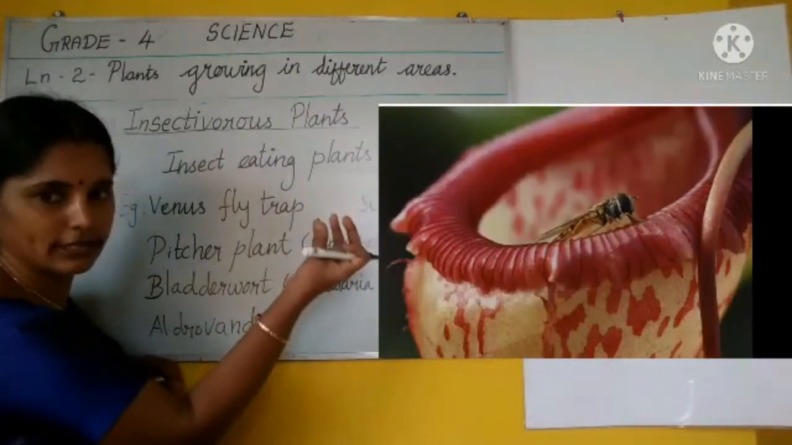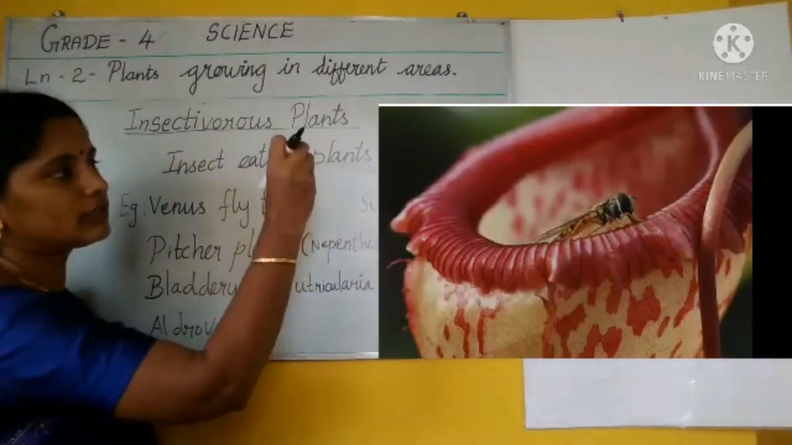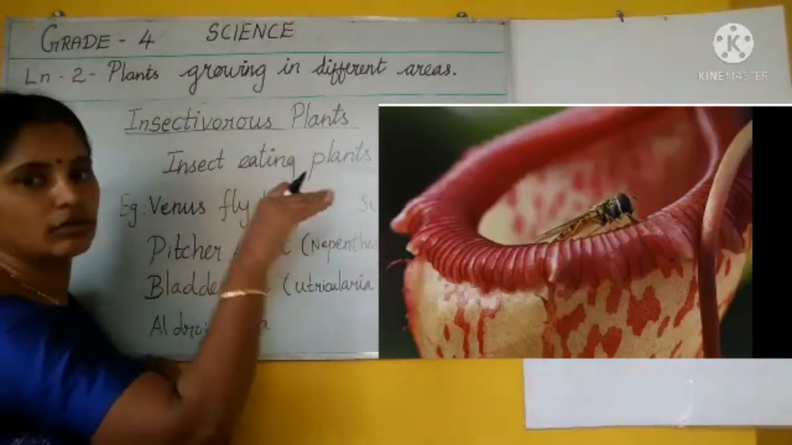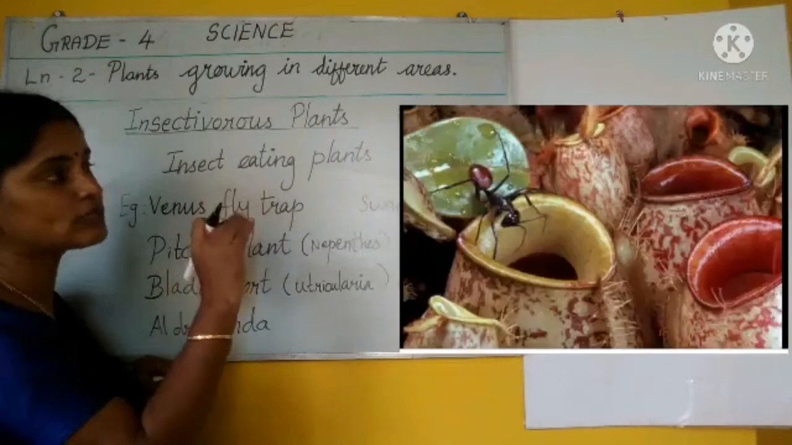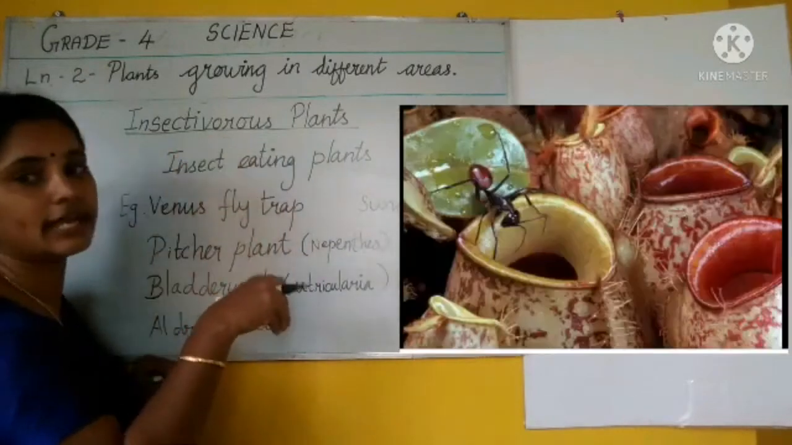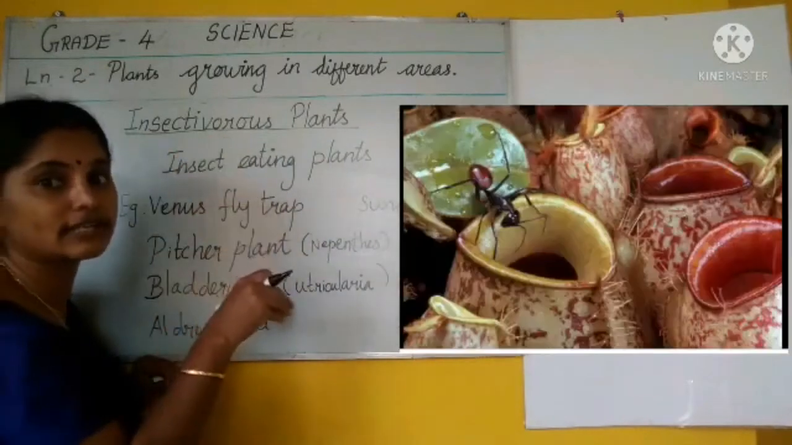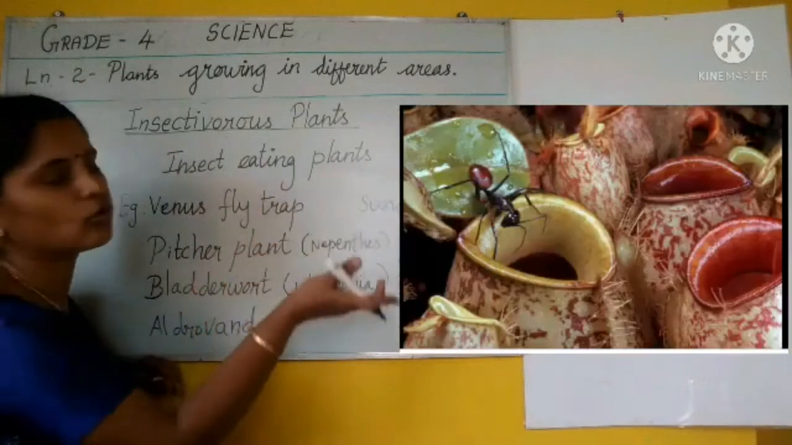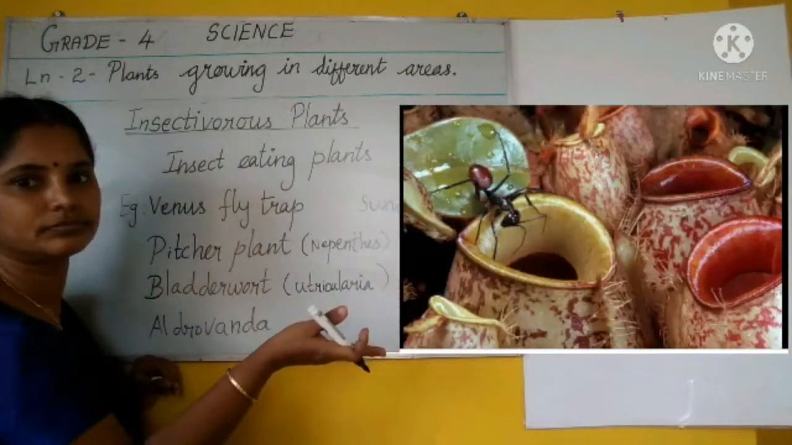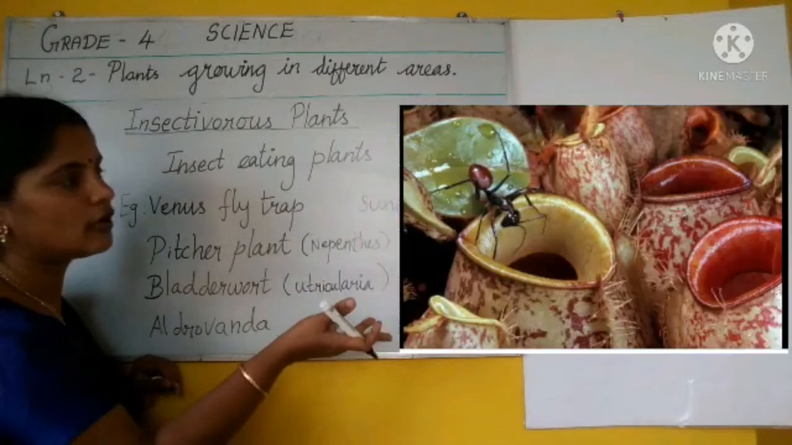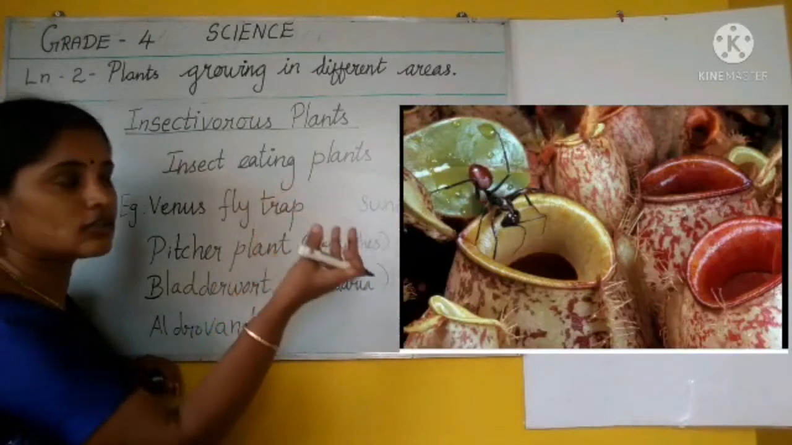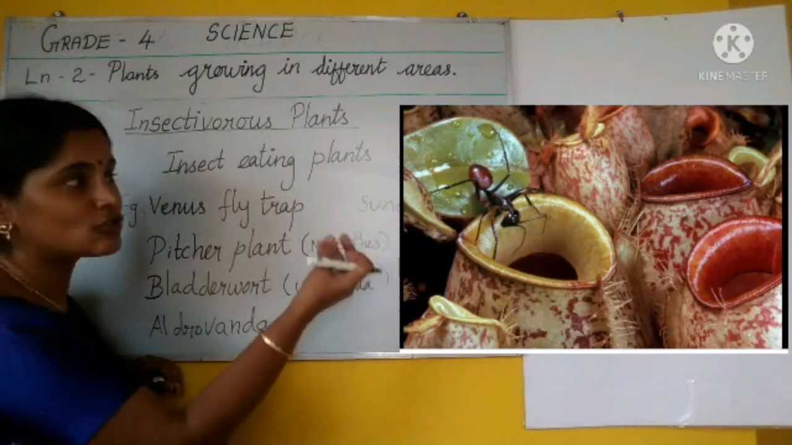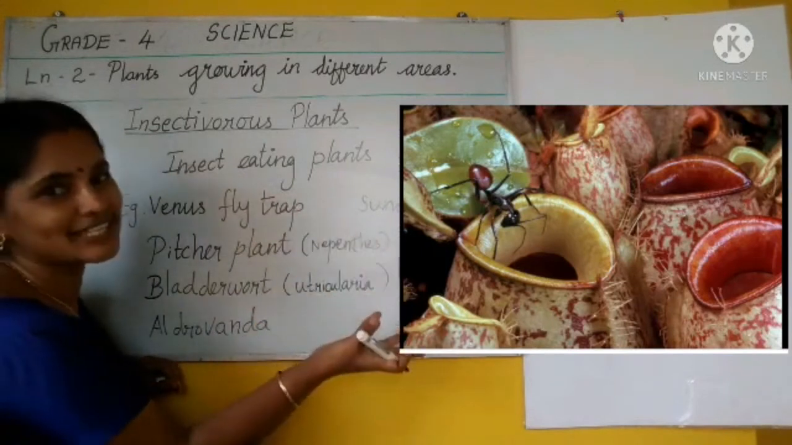Then the lid closes. The lid closes and the insect falls down inside the nectar. Then the lid closes. We say that it swallows and digests the insect.